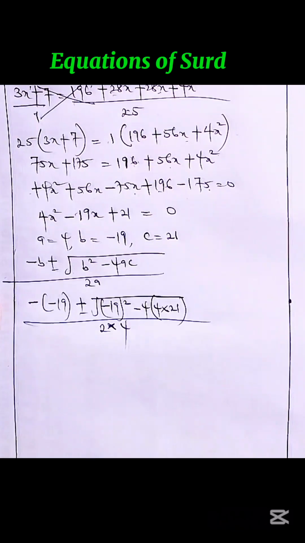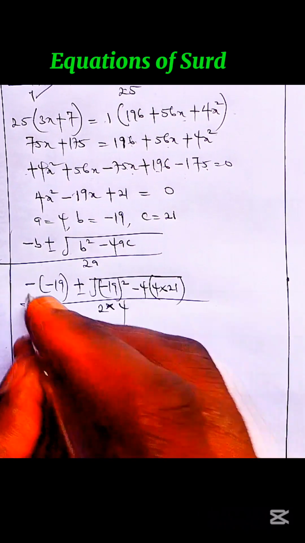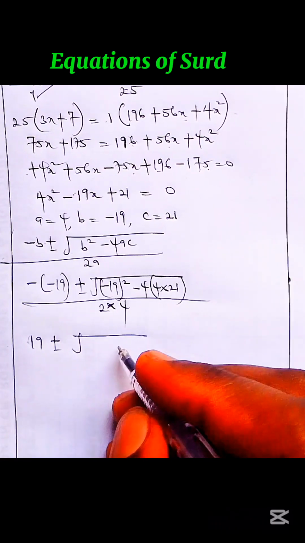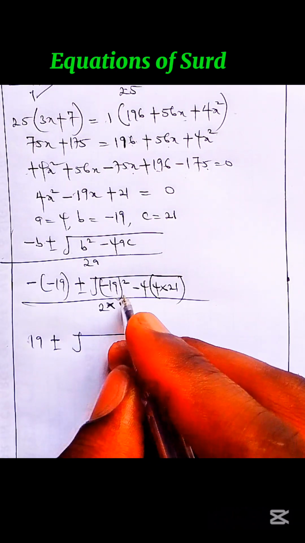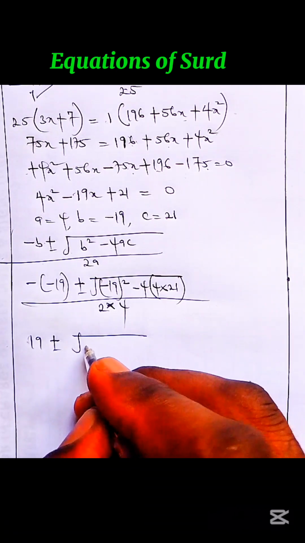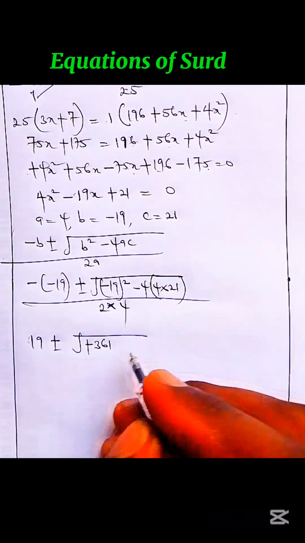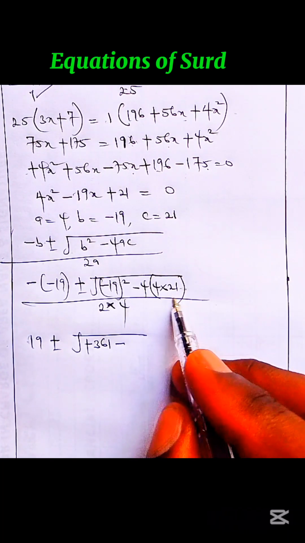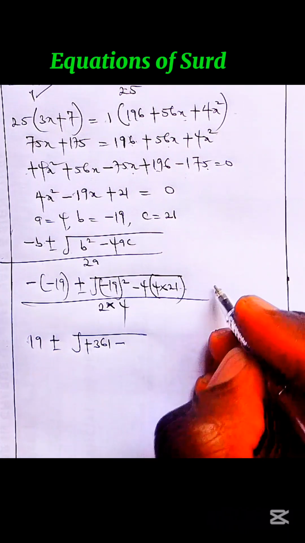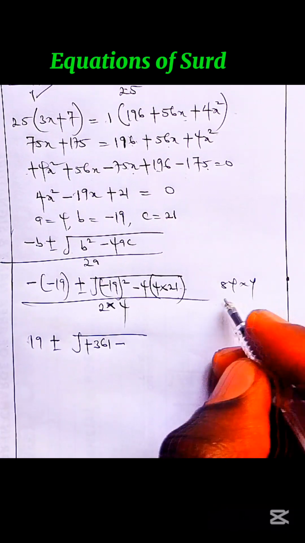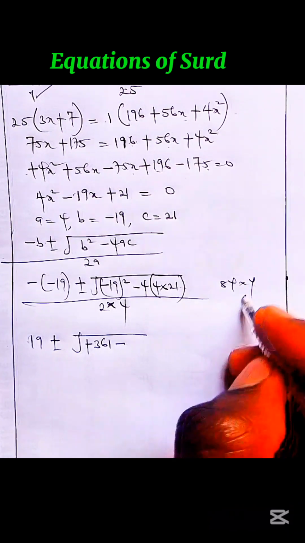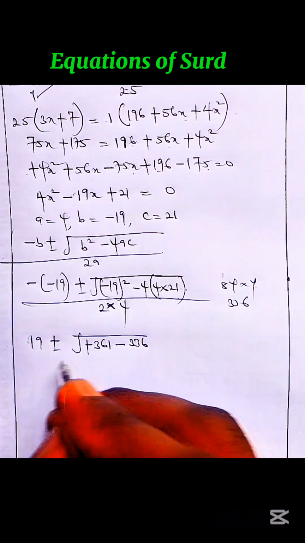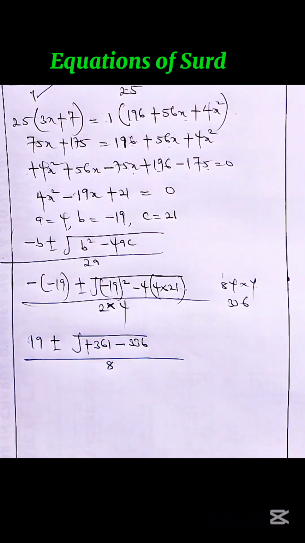So what do we do next? So we just continue like this. We're almost home. Minus and minus is plus 19 plus or minus. Minus 19 raised to power 2, minus 19 times minus 19 will give us plus 361 minus 4 times 1. 4 times 21 is 84. 84 times 4 is 336. 336 over 2 times 4 is 8.